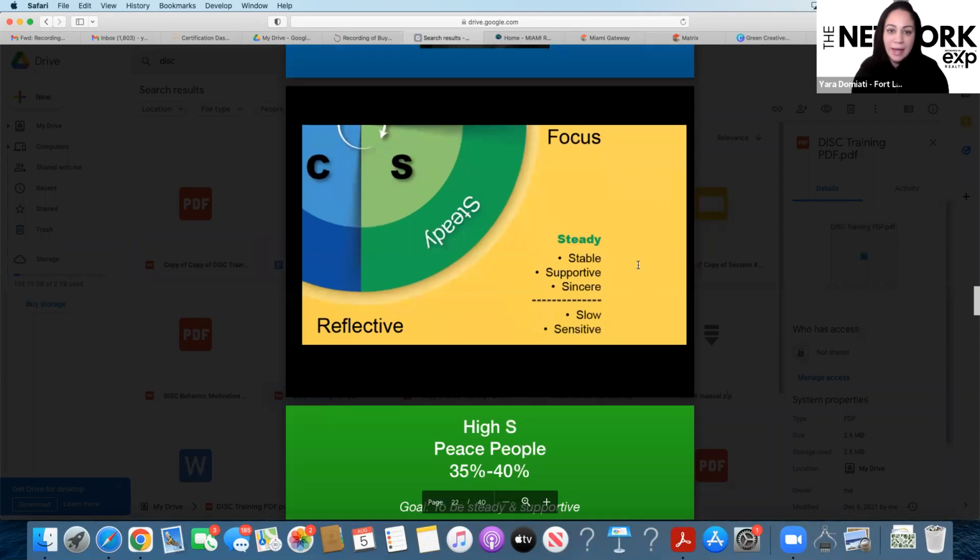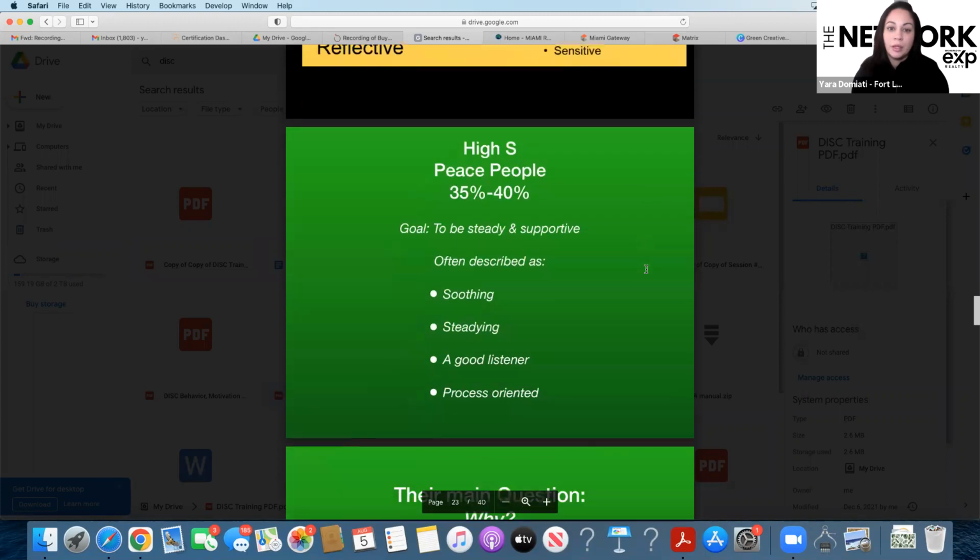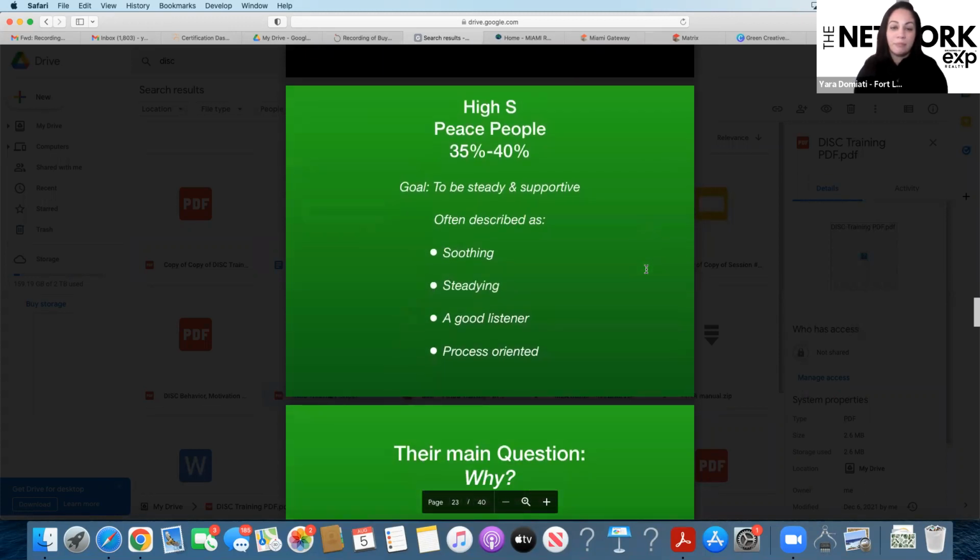Moving on to the next, S is for steady. So these are stable, supportive, and sincere people. They can be a little slow and they are sensitive. So high S, they are the peace people. They are about 35 to 40% of the population. Their goal is to be steady and supportive. And they're often described as soothing, steadying, a good listener, process-oriented.